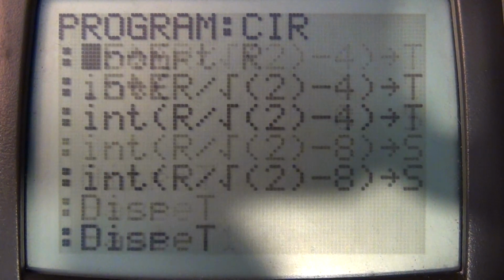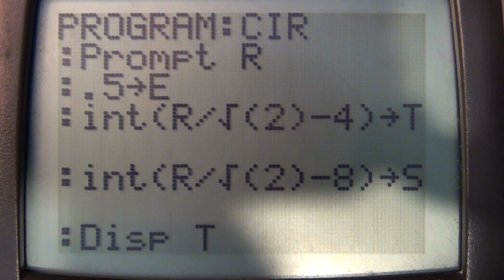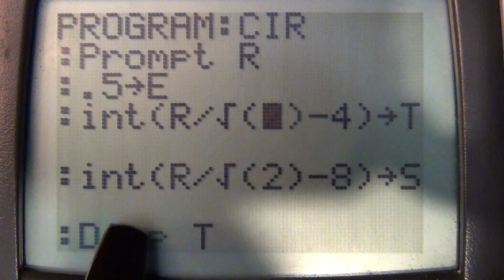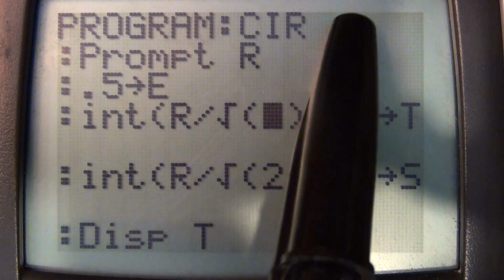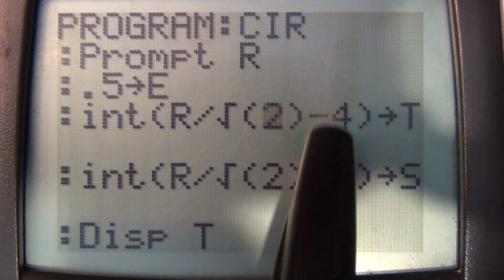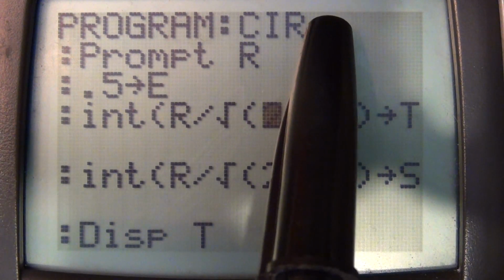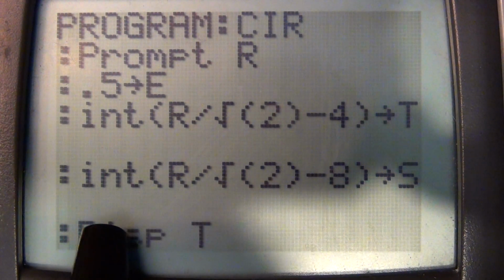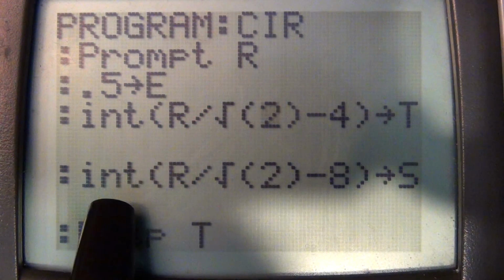So one of my mistakes was I was actually multiplying r by square root of 2. And you might be thinking, what does square root of 2 have to do with anything? Well, if you think about a right triangle, the long side of a right triangle: if the height of the triangle equals the width of the triangle, then the hypotenuse is going to be square root of 2.